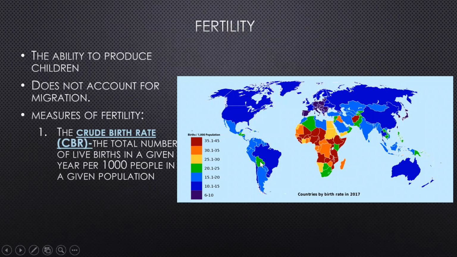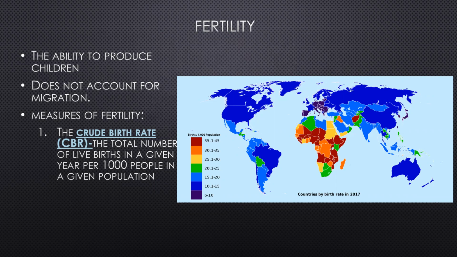So the first thing we're going to look at is fertility, right? And that's essentially the ability of women to produce children. Keeping in mind that all of the data that I'm going to present to you, we're not going to account for migration at all. If we did, that would add another layer of complexity, but we're not going to do that here. So two measures of fertility we're going to look at.